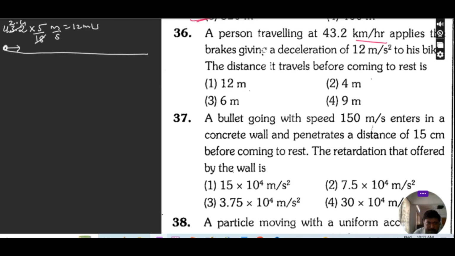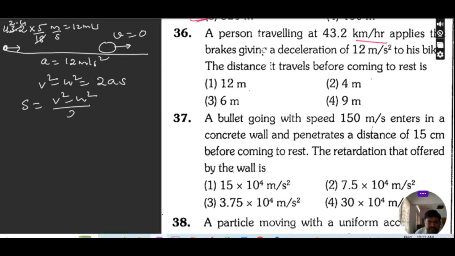Applies the brakes means the acceleration is opposite to the direction of motion, the body slows, and finally it comes to rest. So initial velocity is given, final velocity is given, and acceleration is given, that is 12 meter per second square. Find the distance it traveled before coming to rest. u, v, a. So there is no involvement of time. If there is no involvement of time, use the third equation of motion, that is v square minus u square equals 2as. So s equals v square minus u square by 2a.